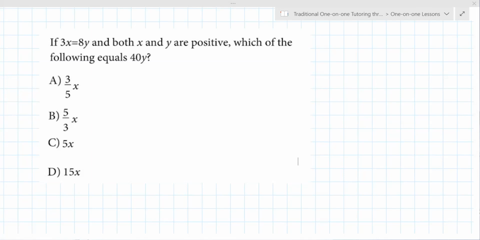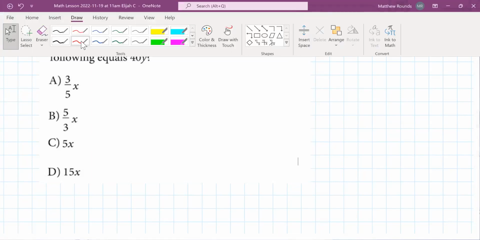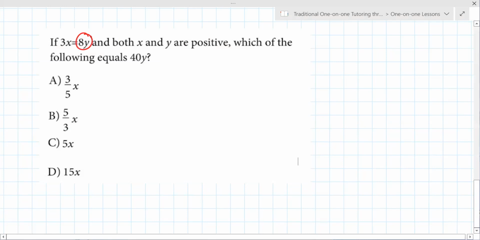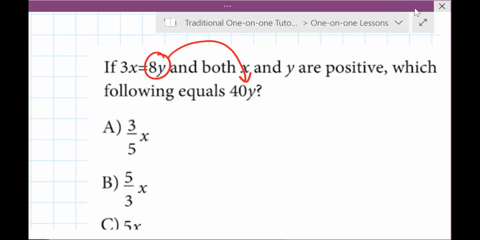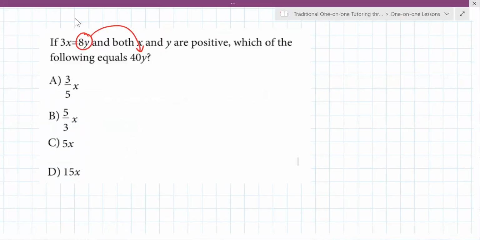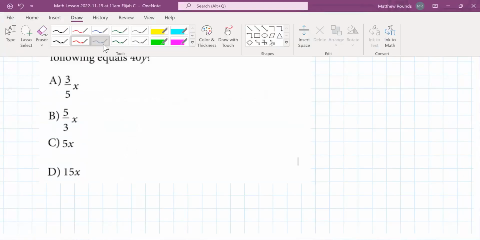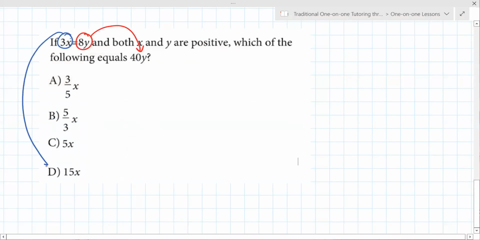Would it be C? So I know why you chose C. Let's try to give you a hint here. How do you go from 8y to 40y? Multiply by 5? Okay. So do that for this other one. Do it for the 3x. Oh, 15. Yes, 15. You have to do the same thing here to go from that to that times 5.